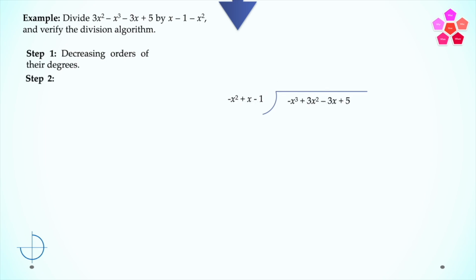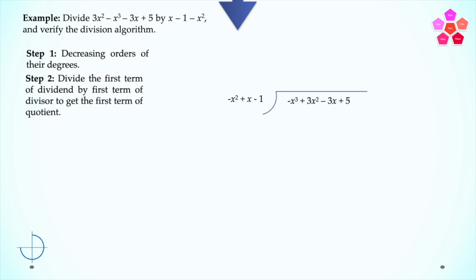Step 2: divide the first term of the dividend by the first term of the divisor to get the first term of the quotient. So when we divide minus x cubed by minus x squared, we get plus x. So if we multiply the divisor with x, we get minus x cubed plus x squared minus x. Taking it further and subtracting from x cubed, the remainder comes out to be 2x squared minus 2x plus 5. We continue the same process and balance the remaining expressions.